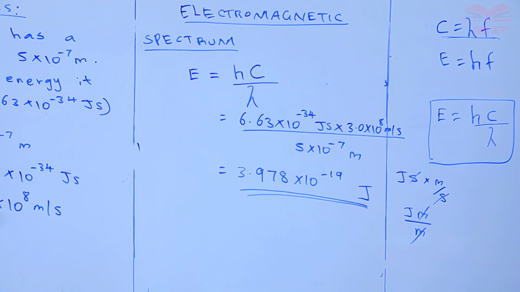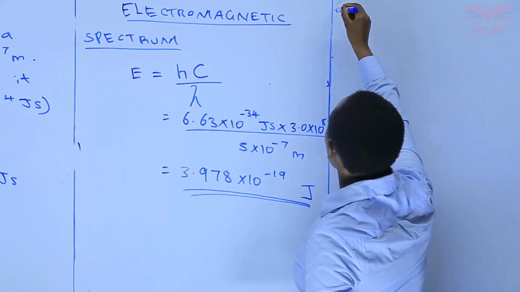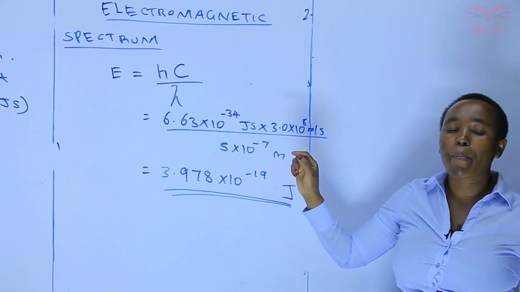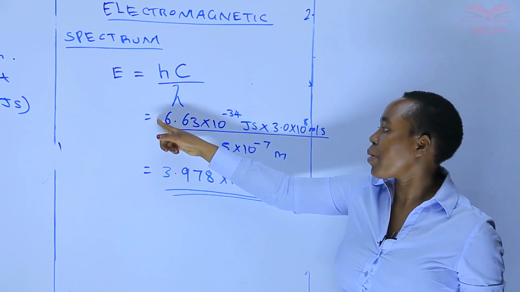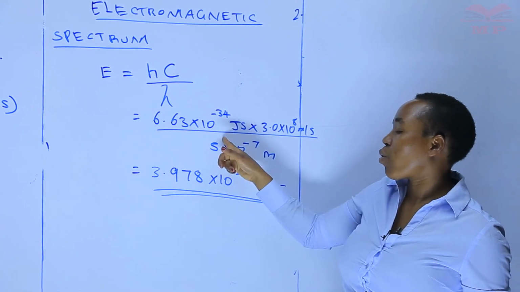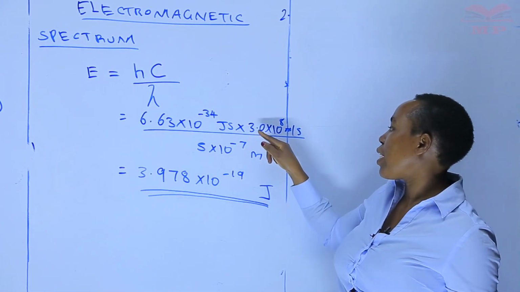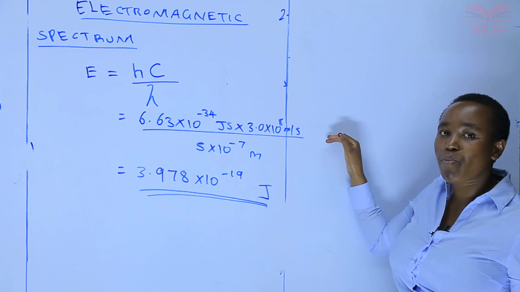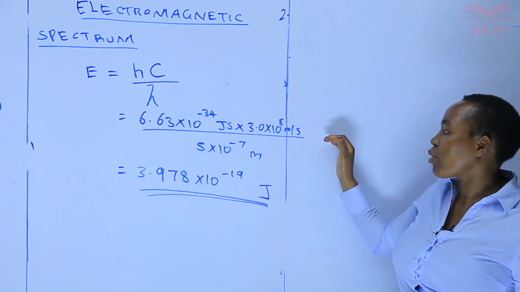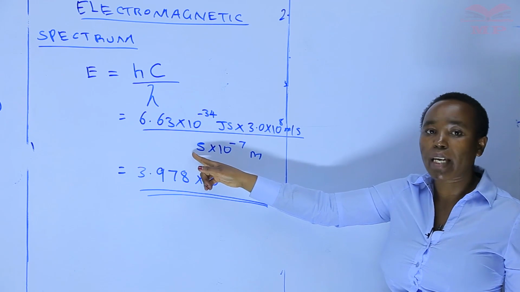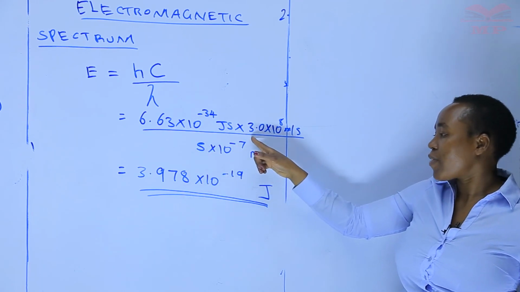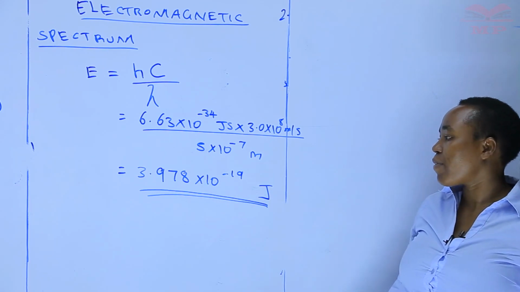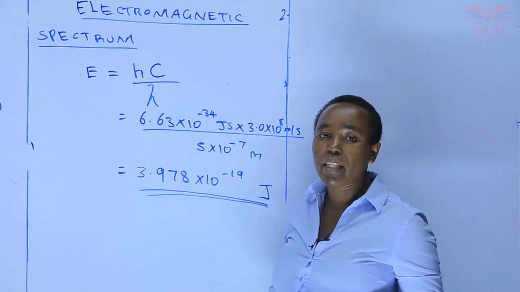So example 2. Question number 2. And remember, when you are feeding this in your calculator, it's always good that you remember to put the brackets. You just open the bracket, you write this, close it, you multiply, open it again, write this, you close it, you get the answer. You can write it first as the numerator, or you can just leave it in your calculator. Then you divide by, open the bracket again, 5 times 10 power negative 7, close it, and then the equal to sign. You'll be able to get 3.978 times 10 power negative 19 joules.